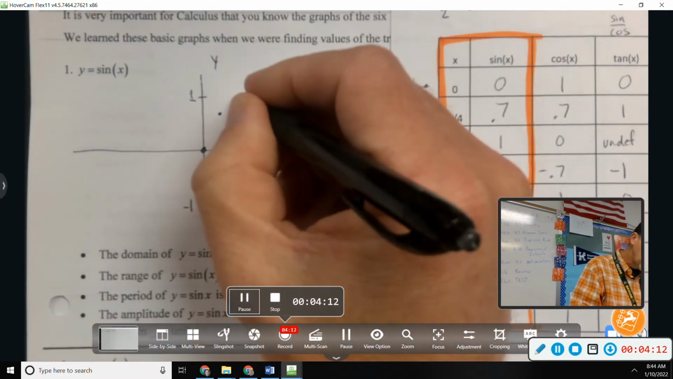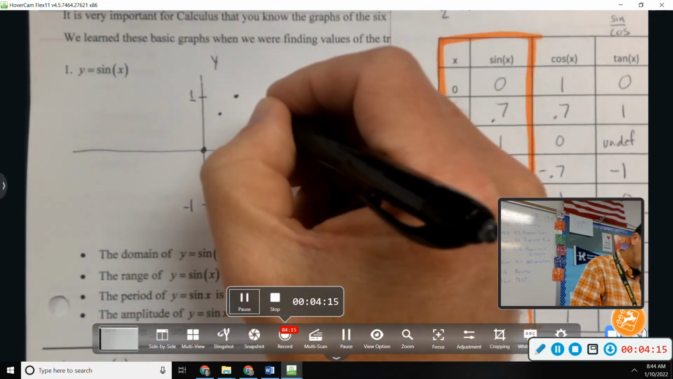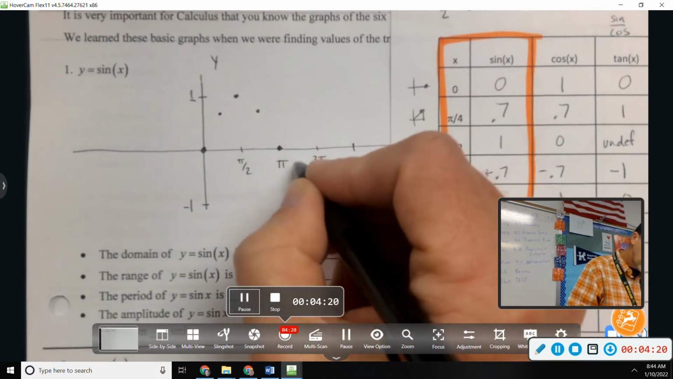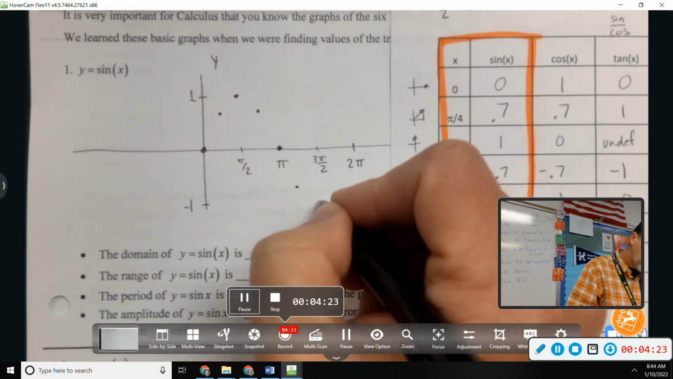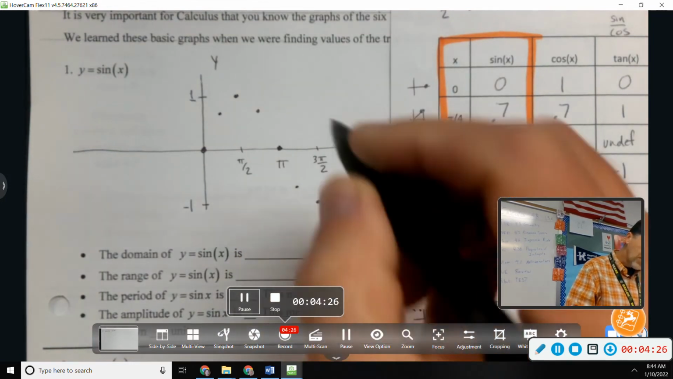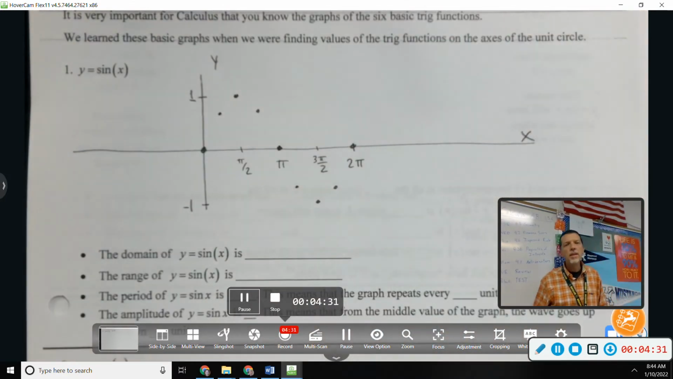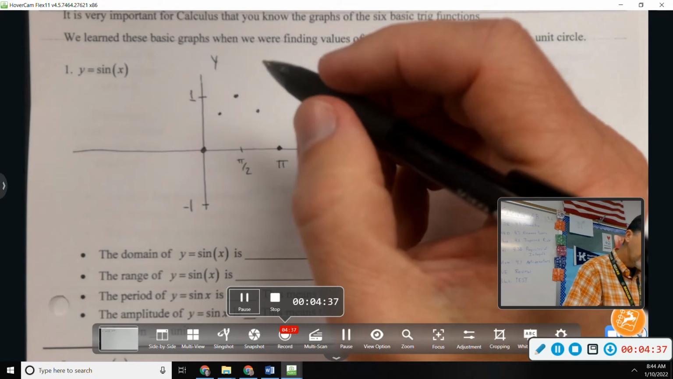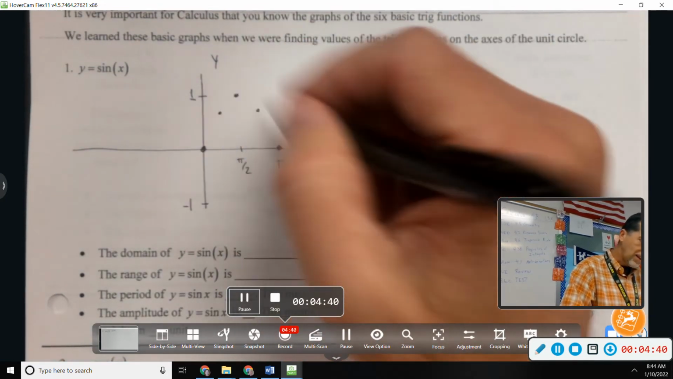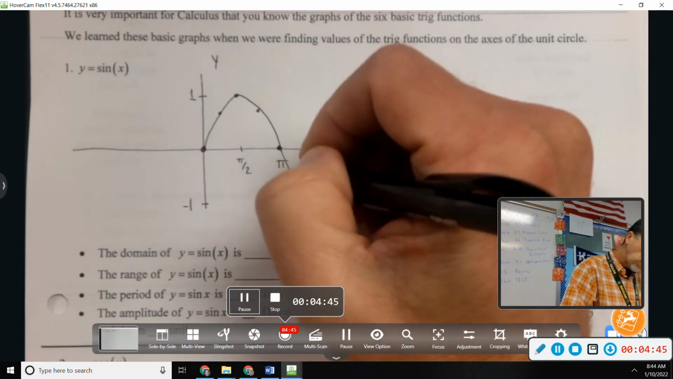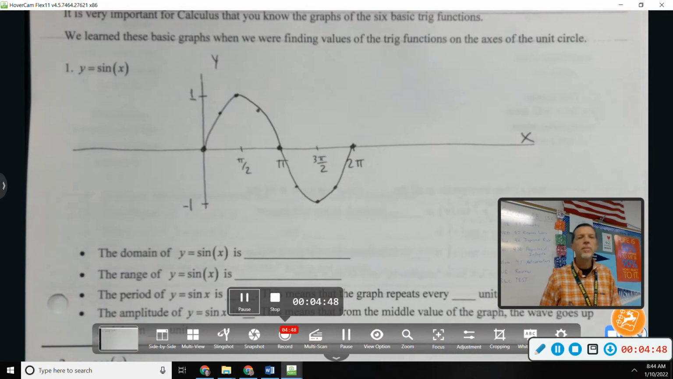So pi over 2, we're up at 1. 0.7. Sine of pi is 0. Negative 0.7. 3 pi over 2 is negative 1. And if we play connect the dots, it's a nice smooth wave. It's not a jagged sawtooth thing. It looks like that.